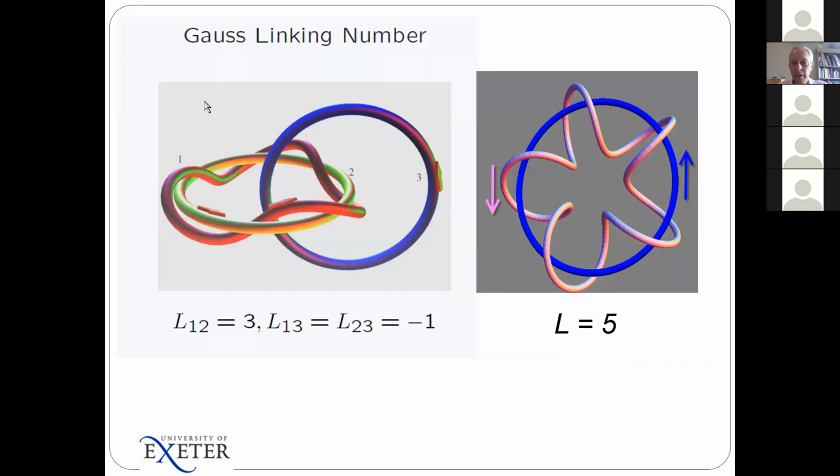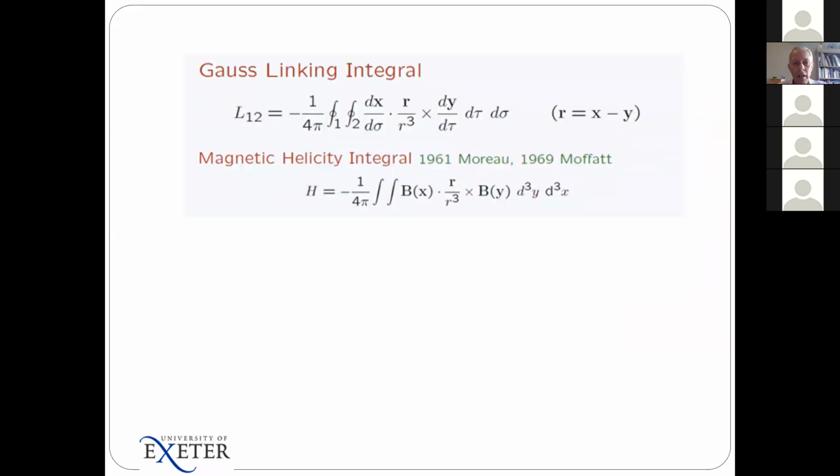the first thing is from some 200 years ago, the Gauss linking number, which tells you the linking of different curves. So I have some examples here where the linking number is 5 on the right, and you have different curves of different linking numbers on the left. And Gauss found a double integral around the curves, which measures this linking integral.